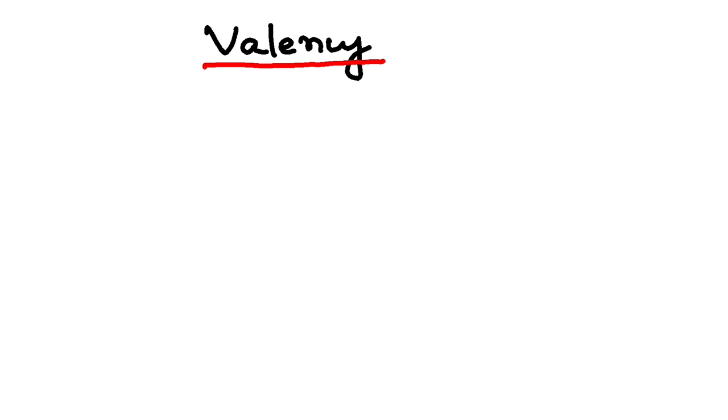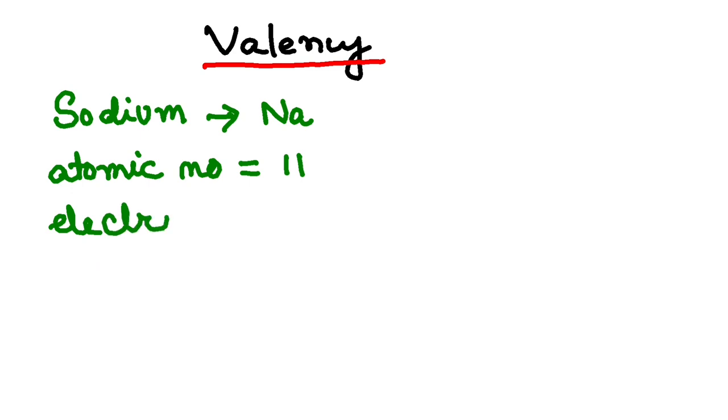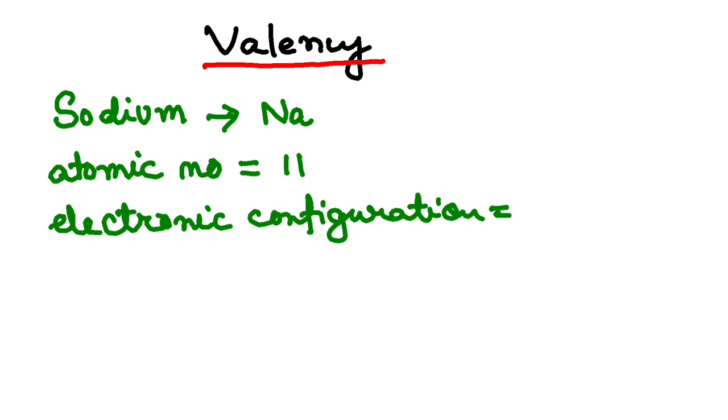Let us take an example of an element, suppose sodium. What is the symbol of sodium? Sodium has a symbol of Na. Now atomic number, I have to write all the parts here. So atomic number of sodium is 11. So its electronic configuration, I have already discussed in the previous video. Because atomic number is 11, it will be 2, 8, 1.